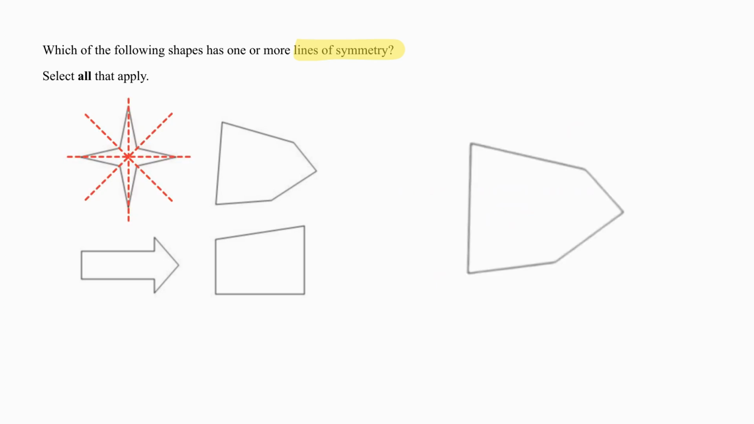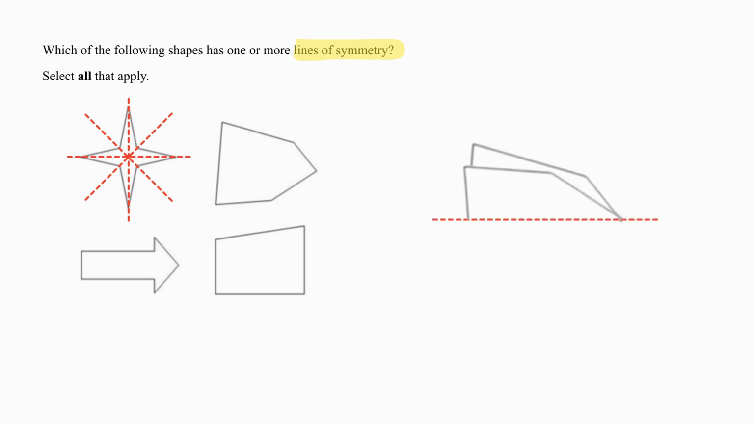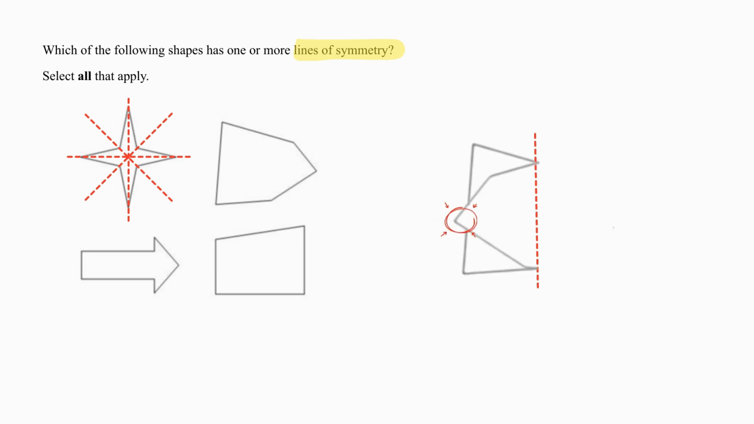Now look at this house-like shape. Notice how the roof points to the right, and the top side is shorter and slanted differently than the bottom. If we try to fold it horizontally, the top and bottom won't match. And if we try to fold it vertically, the pointy end has no match on the left side. Therefore, this shape has 0 lines of symmetry, and we call this shape an irregular shape.